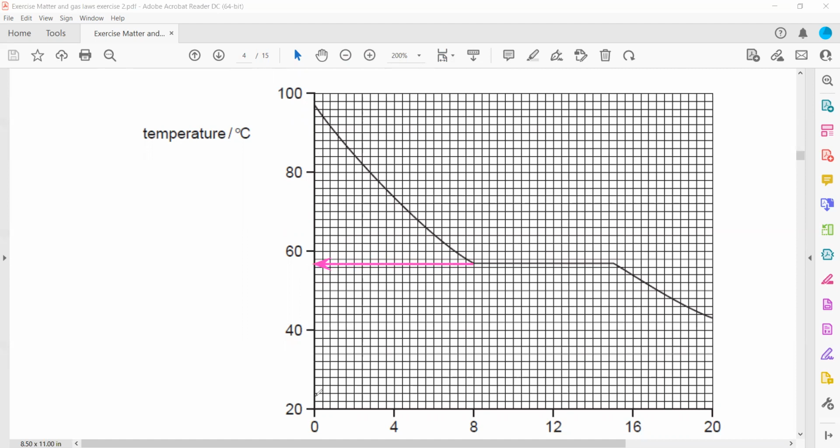Here each box is representing, because from 20 to 40 there are 10 boxes, so 10 boxes equals 20, and each box equals 2. So this is 42, 44, 46, 48, 50, 52, 54, 56, and 58. It is between 56 and 58, so it is about 57. So 57 is the melting point, or freezing point, of this wax.